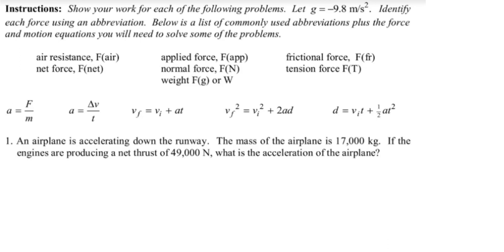It says an airplane is accelerating down the runway. The mass of the airplane is 17,000 kilograms. If the engines are producing a net thrust of 49,000 newtons, what is the acceleration of the airplane? So this is a very basic force problem here. So remember, force is equal to mass times acceleration. So if we rearrange that, we want to find the acceleration of the plane. So we're going to find A.